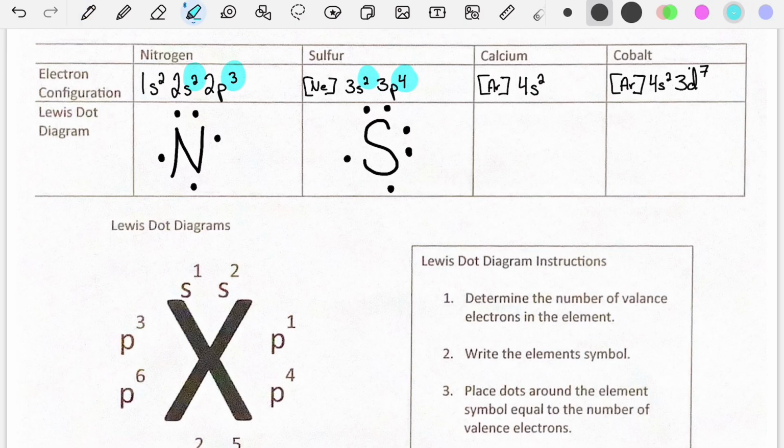Next is calcium. Calcium, its highest energy level is 4, and it has just 2 electrons in its 4s. So then I'd write the symbol for calcium, capital C, lowercase a, and I'd draw the 2 dots for its 2 s valence electrons.